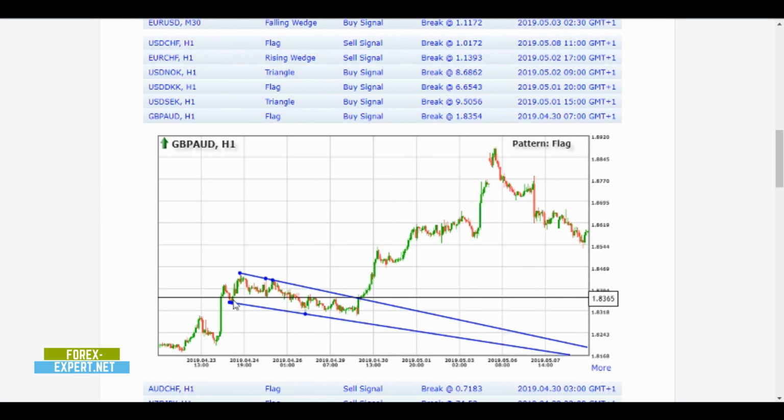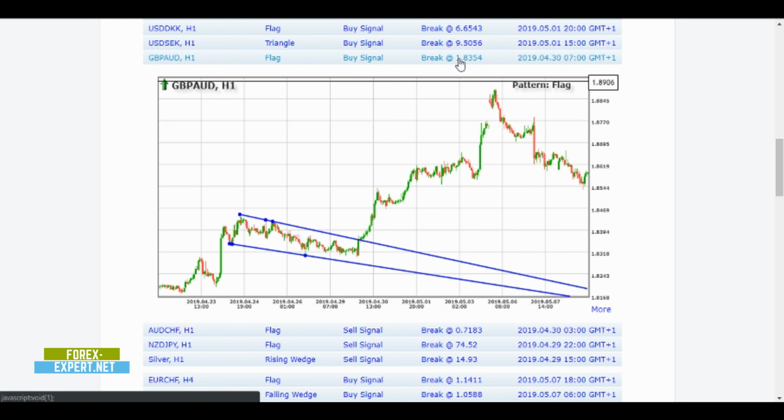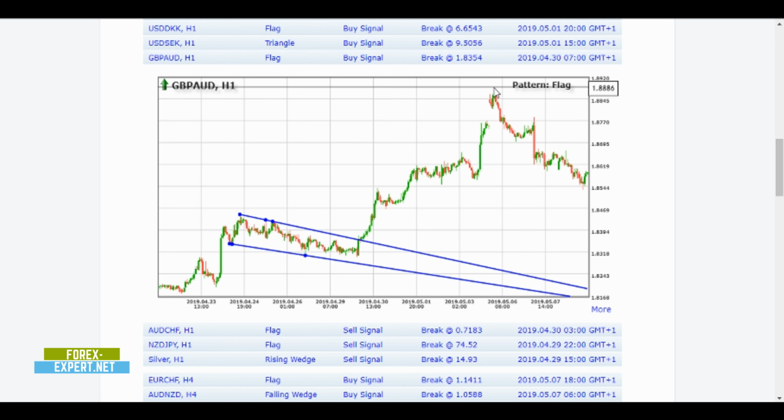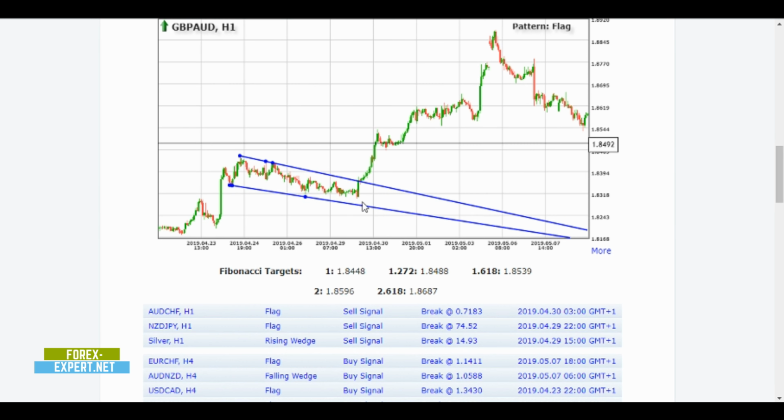For example, here we have a flag on the British pound and Australian dollar buy signal. That was very good. We have a very strong momentum here, and a weak pattern momentum, as you can see. Then, apparently with no retest or a little one, the price started to skyrocket up to 1.8884. The breakout happened at 1.8354. So as you can see, here was a massive trade, hitting all the Fibonacci targets.